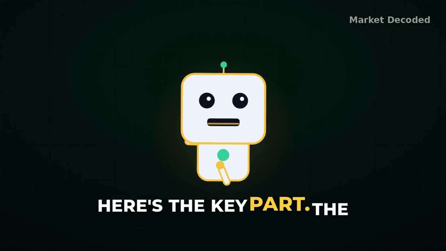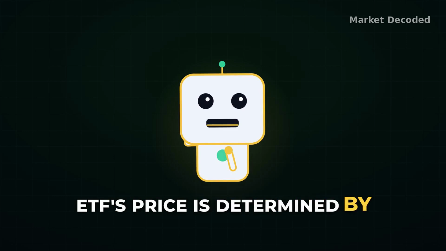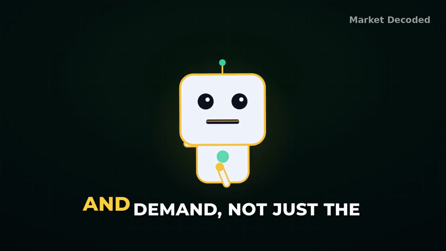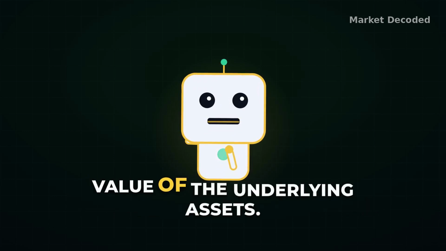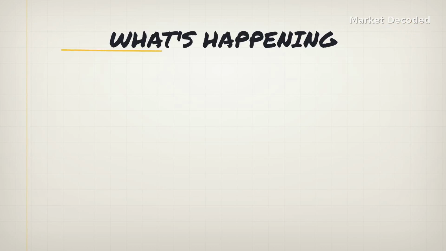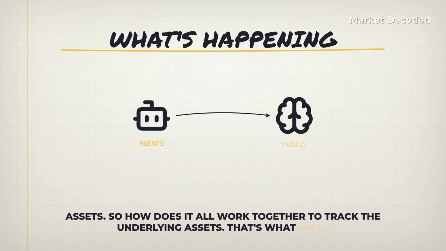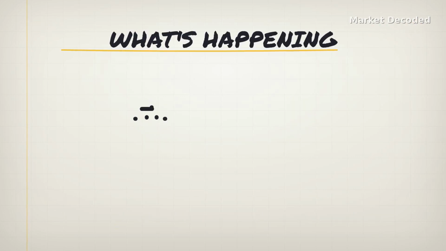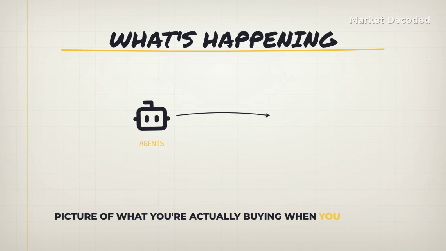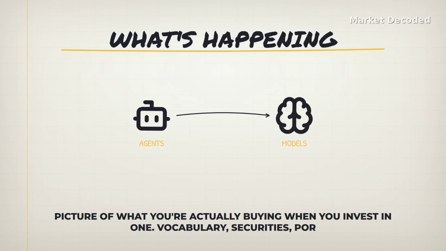And here's the key part. The ETF's price is determined by the market forces of supply and demand, not just the value of the underlying assets. So, how does it all work together to track the underlying assets? That's what we'll explore in this video. By understanding the inner mechanics of an ETF, you'll gain a clearer picture of what you're actually buying when you invest in one. Vocabulary: securities, portfolio, mechanism, replicate.